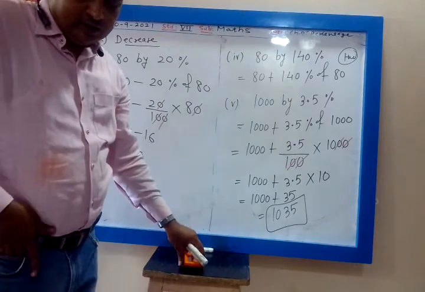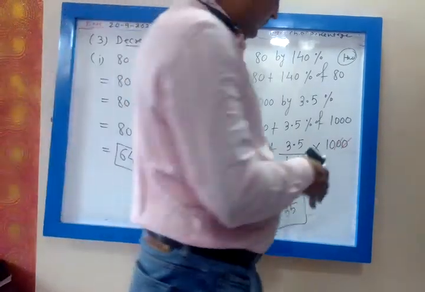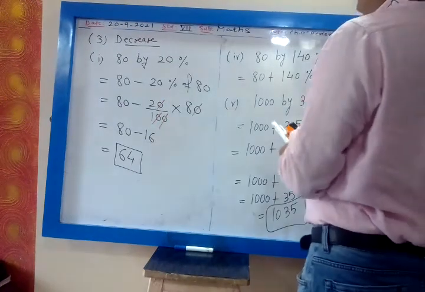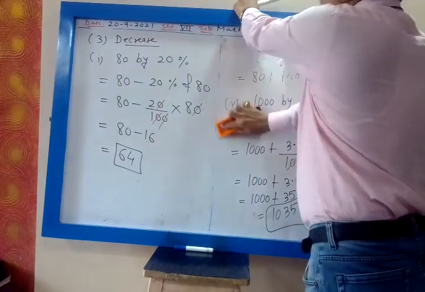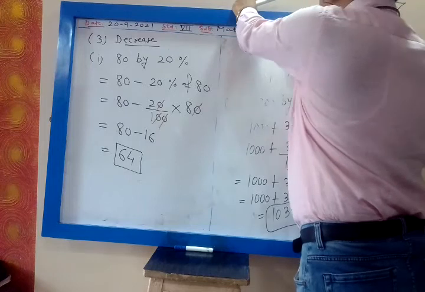Now 300 by 10%. Decrease means minus, increase means plus.